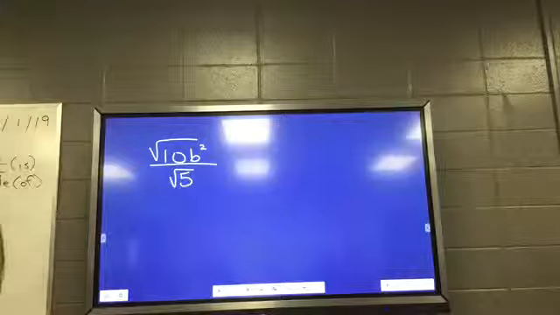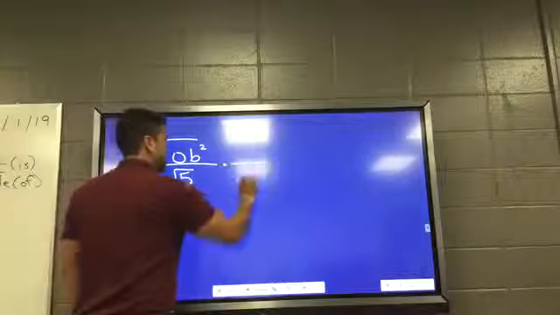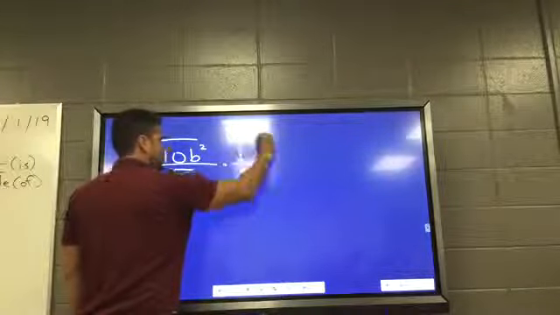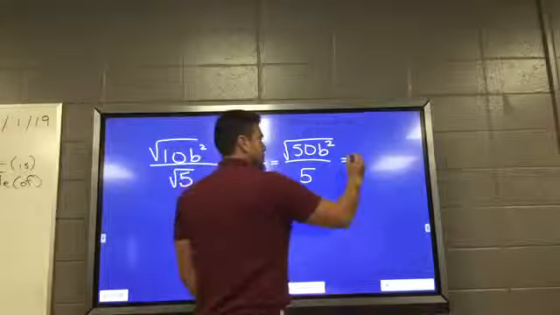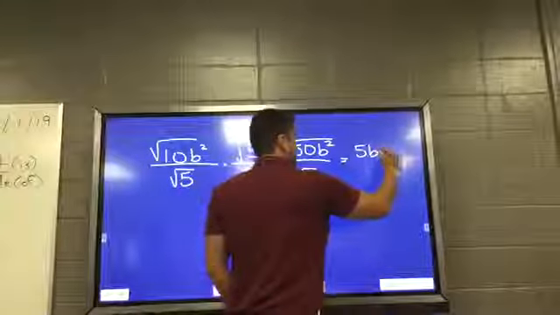Chelsea, what do you multiply this fraction by? The square root of 5 over the square root of 5, which is also known as 1. I like 1. Jack, what's the square root of 5 times the square root of 5? Great, 5. Mandy, what's the square root of 10b squared times 5? Square root of 50b squared. Can you simplify that, Molly? What can come out of this? 5b times the square root of 2.